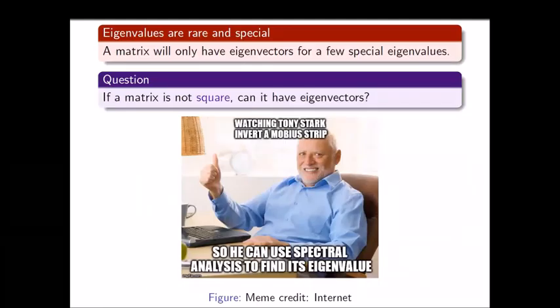The last thing I want to mention is that a matrix is only going to have eigenvectors for very few eigenvalues. It doesn't work for every possible number. And before I end this video, I just want to ask you, how would you find eigenvectors if the matrix was not square? Or does it need to be square so that it can have eigenvectors?